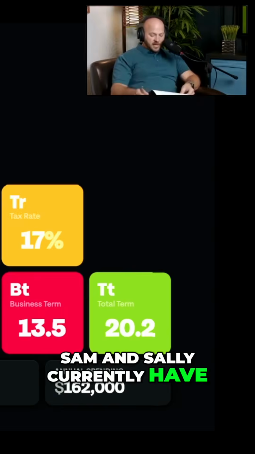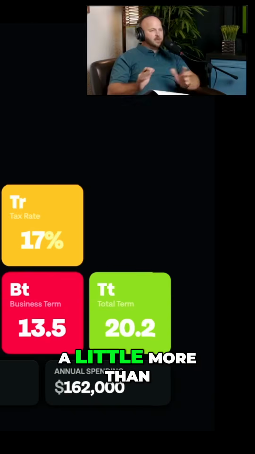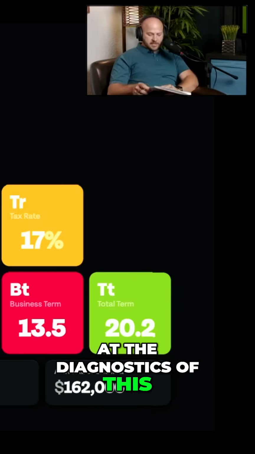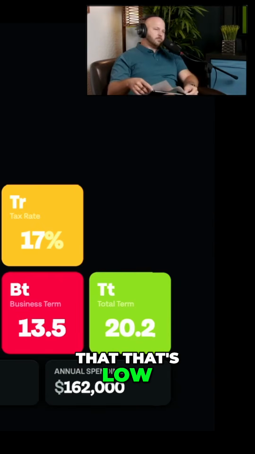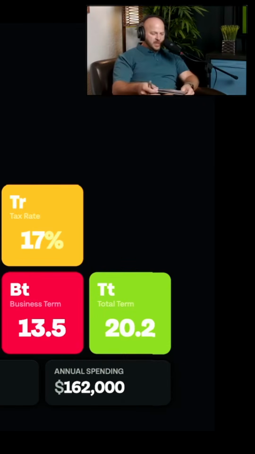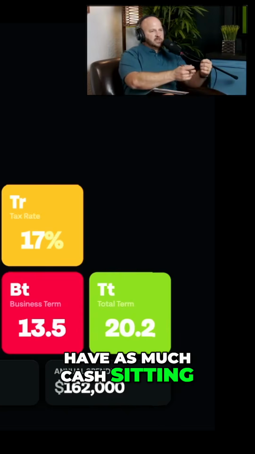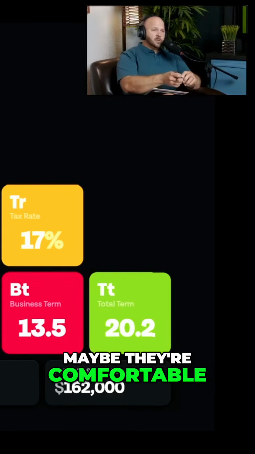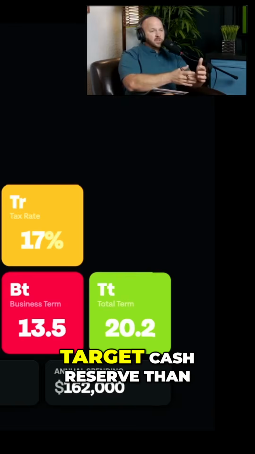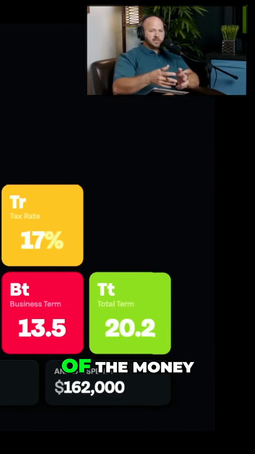Sam and Sally currently have enough liquid assets, again, non retirement accounts, to fund a little more than 6 months of their expenses. Now, if you look at the diagnostics of this, it's going to say that that's low. But for some situations, maybe they have more stable income, so we don't need to have as much cash sitting aside at one time. Maybe they're comfortable with having a little bit more risk, which means that they have a lower target cash reserve than some other people might have, and then they want to take the rest of the money and do something else with.